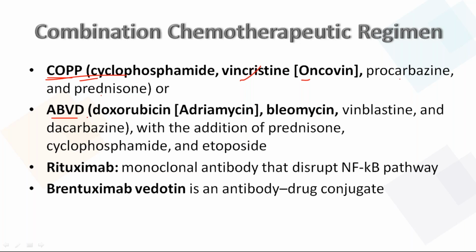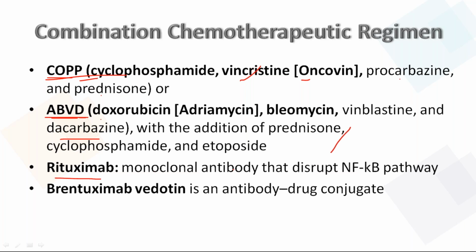The other regimen, which is more prominent, is ABVD. A is Adriamycin, the trade name of doxorubicin, nothing but that. B is bleomycin, V is vinblastine, not vincristine, please remember, and D is dacarbazine. Additionally prednisolone, cyclophosphamide and etoposide may be added subsequent to that. So basically it's ABVD.